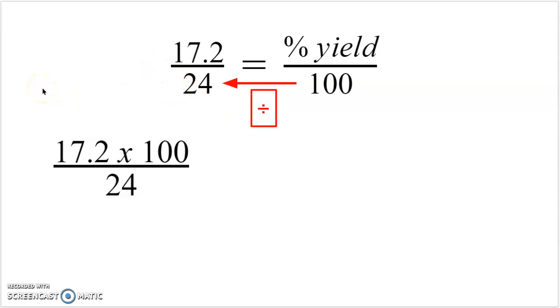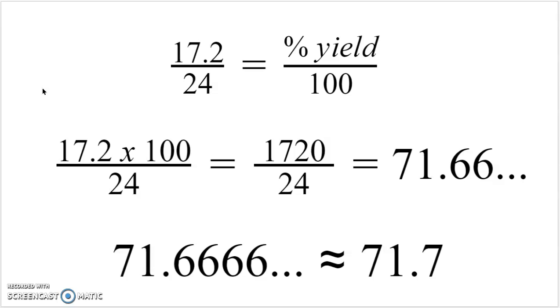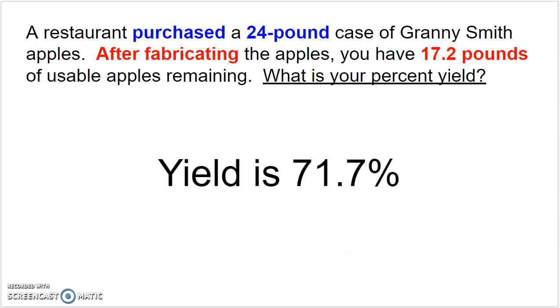Then we're just going to do the math, and we end up with 71.66 forever. So we're going to round that to the nearest tenth, and that rounds to 71.7. So in this problem, our percent yield is 71.7%.